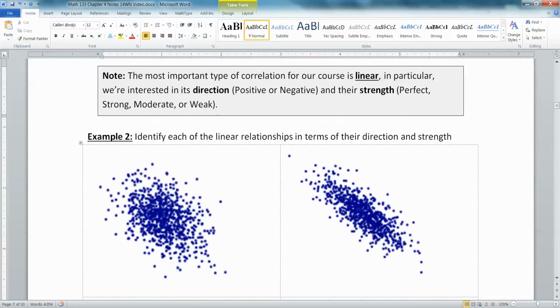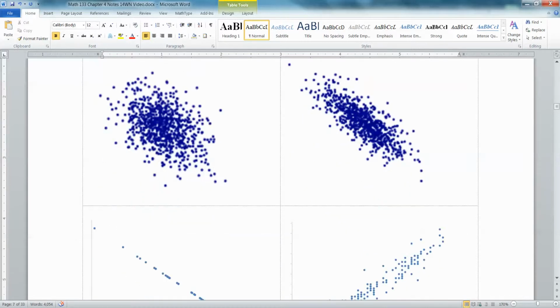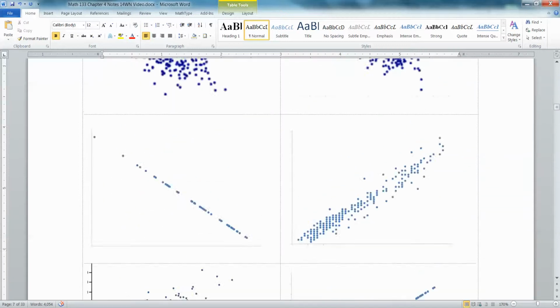We want to try to judge whether the pictures we have here are linear. They are all linear. We want to judge whether they're positive or negative. That's the direction. And what's their strength? Are they a perfect relationship? Are they a strong relationship, moderate, or weak? Okay, so let's look through all of these.